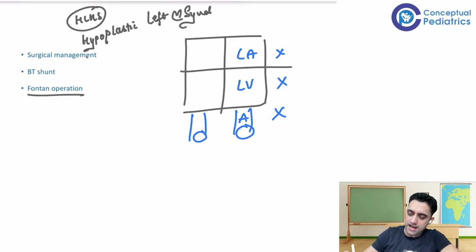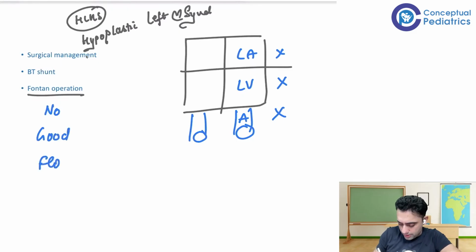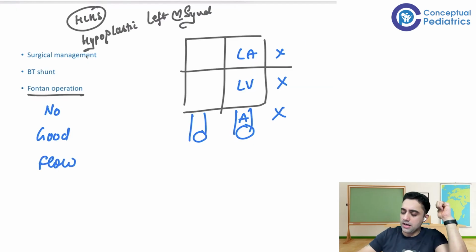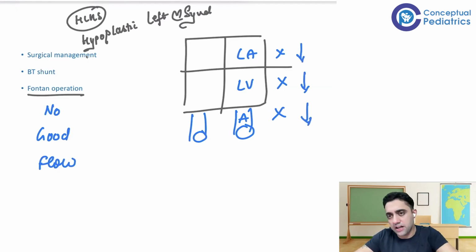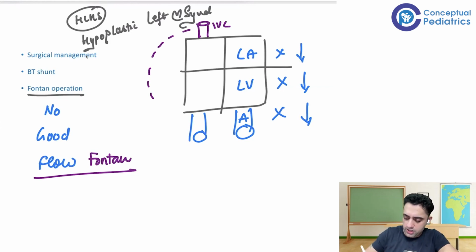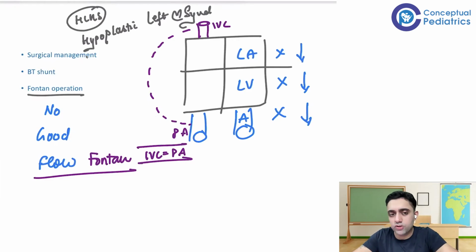In that, remember, as the left side is not working, we made a mnemonic known as no good flow. Yes or no? Can I say there will be no good flow in hypoplastic left heart syndrome? Yes, exactly. There will be no good flow because of the hypoplastic left heart. So in no good flow, we do something known as, I'll only say the flow right now, the Fontan operation. In the Fontan operation, what do we do? We connect our inferior vena cava to the pulmonary artery.